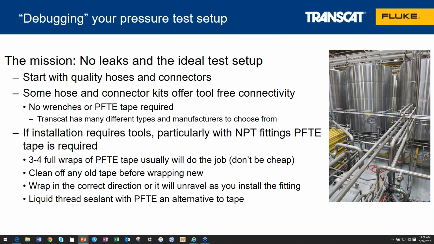Now, an alternate to PFTE tape is PFTE thread sealant. The thread sealant is a fluid that can be applied to the threads and then tightened, and will offer a good sealing solution as an alternative to tape.